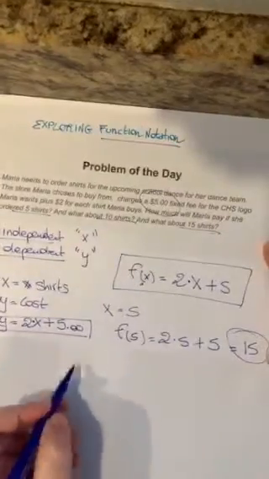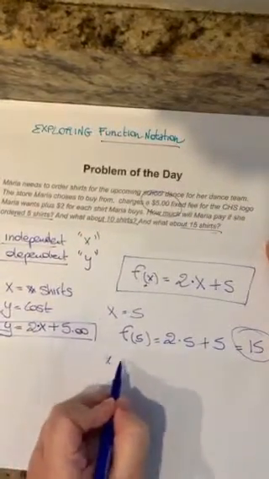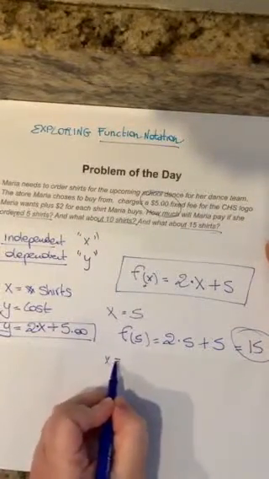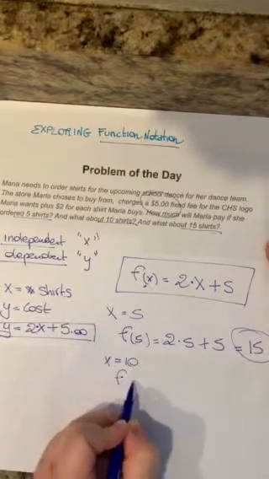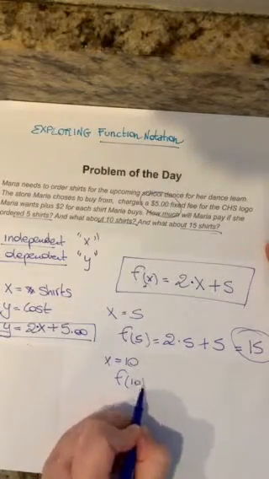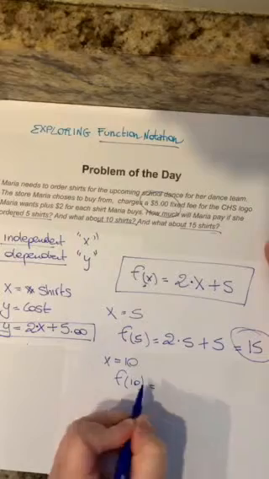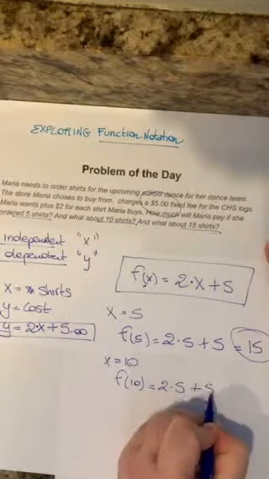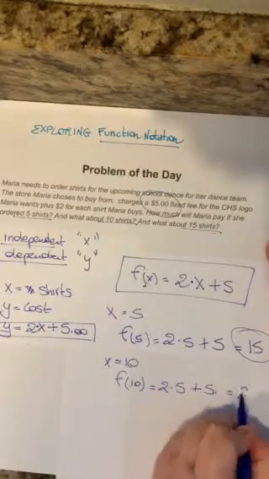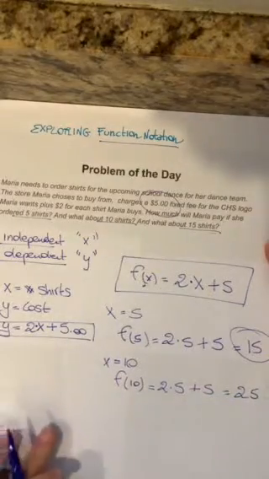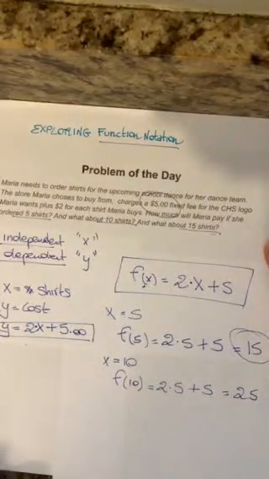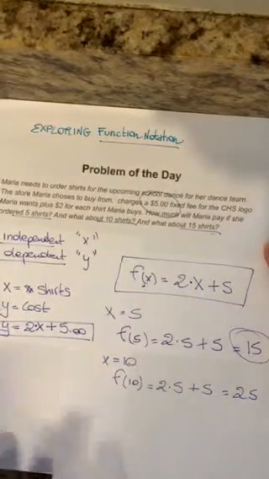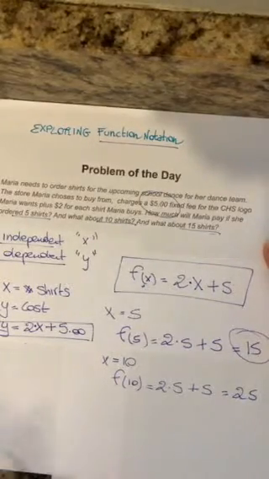Let's continue. What about 10? We will set our x value equals 10, and we will evaluate our function using function notation for x equals 10. In this case, we know that Maria can expect to pay $25 for 10 shirts. And so on. You know where I'm going with this. It's actually very straightforward once you practice a few times.